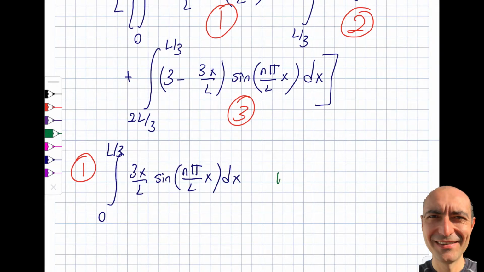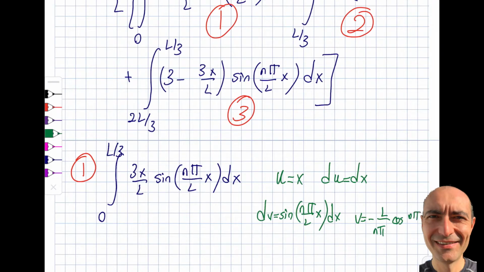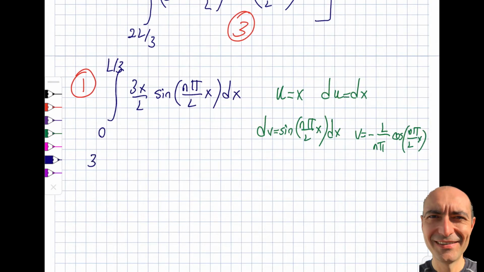So, integration by parts. I'm going to call u equal to x, obviously du will be dx, and I'm going to call dv equal to sine(n pi x/L) dx. v will be minus, don't forget that, L by n pi cosine of n pi x by L. That's what I'm going to get from this. Let's not forget 3 by L, in the brackets. I'll get minus Lx by n pi cosine of n pi x by L. Let's write it this way.